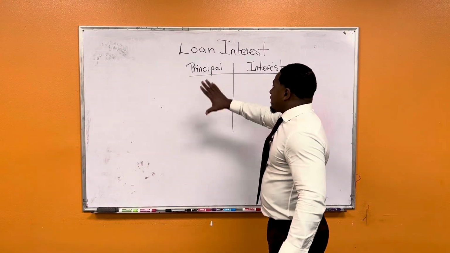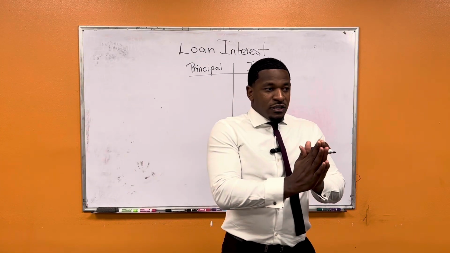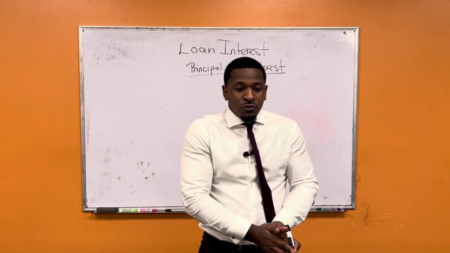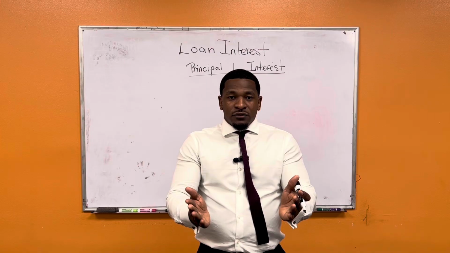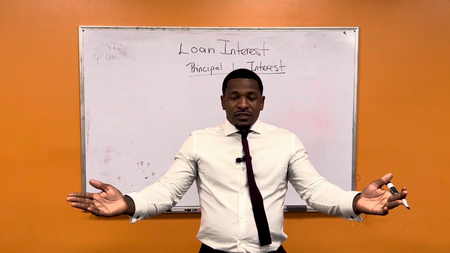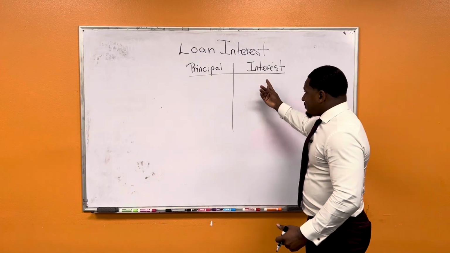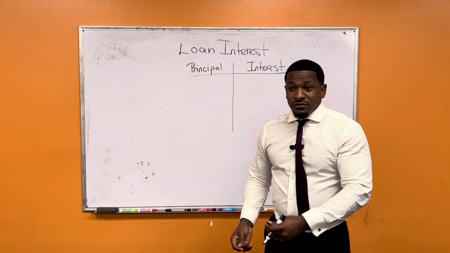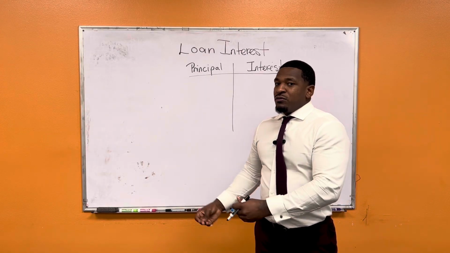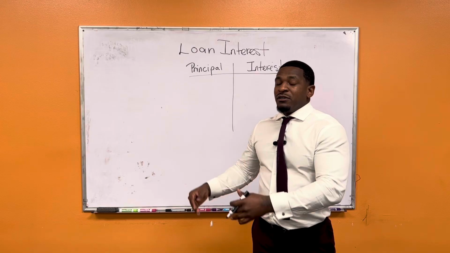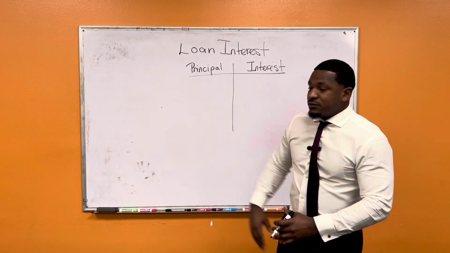For instance, you have principal. What is principal? Principal is the original amount that you borrowed, right, from the very beginning of getting the loan. It's your debt, whatever you borrowed. What is interest? Interest is just the cost, right? Interest is the cost of what you borrowed, which is the payment of what you borrowed to acquire that loan.